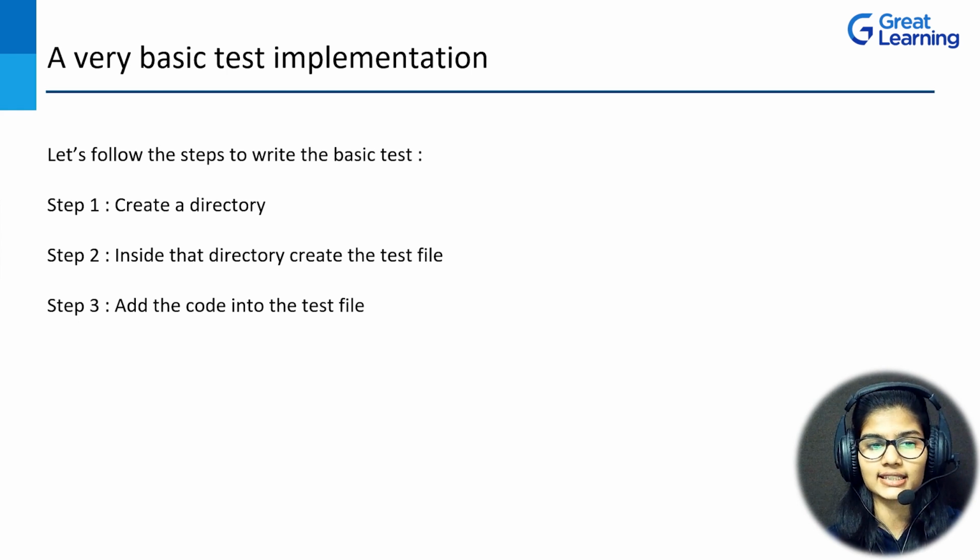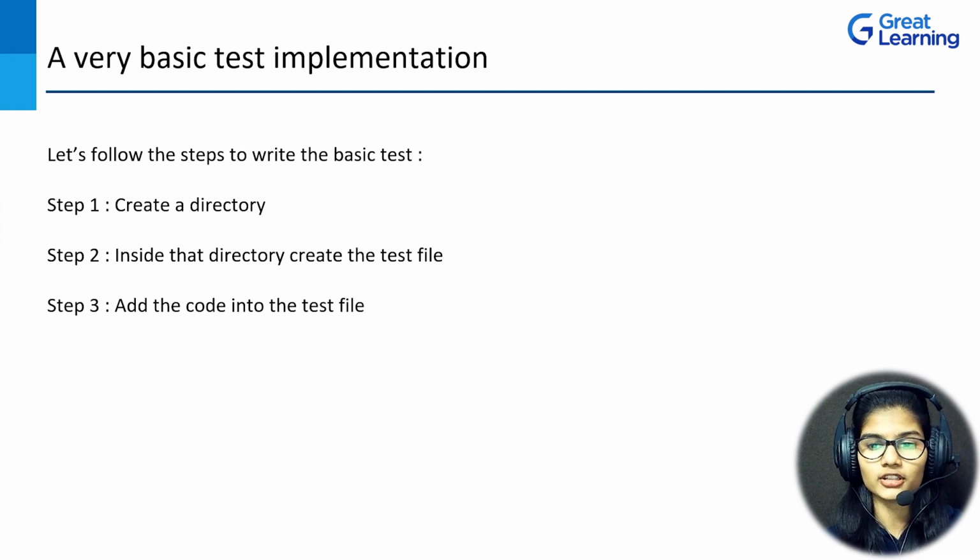Let's say I made my test file as test underscore 1, or test underscore demo. So yes, that is my test file. Make sure that you write the correct things. Inside the directory which was created in the first step, create the test file with whatever name you want, and after that add the code into the test file. Whatever code you want to add, whatever functions or program you want to write, write that inside the test file. This is a very simple step. This is how we write a very basic test.